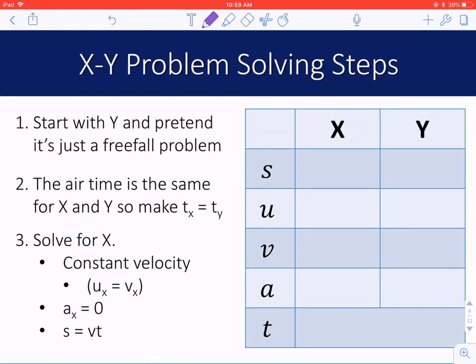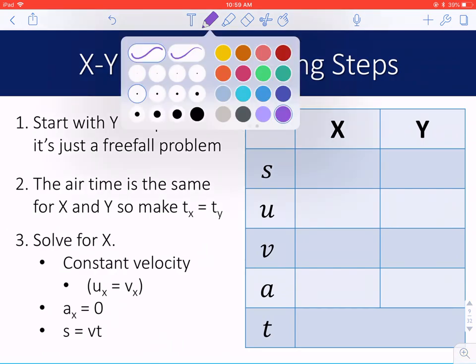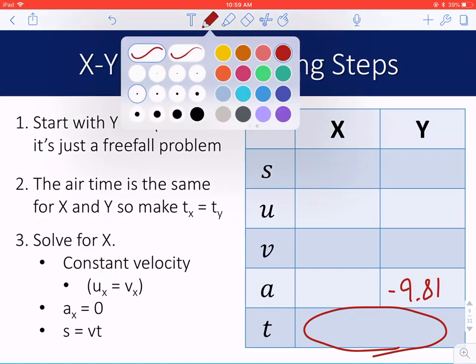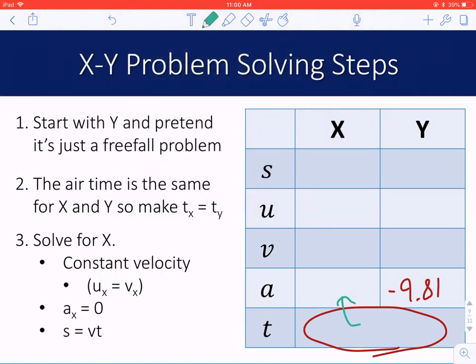So if you are solving an XY type problem, there are a couple of things that you need to know. You're going to start with y and pretend it's just free fall. If it's free fall, you know that acceleration is a negative 9.81 in the y direction. The air time is going to be the same for x and for y. So we know tx and ty are the same, which is why I typically draw it as one cell instead of two. And then, once we have the time, we can move over to the x side.